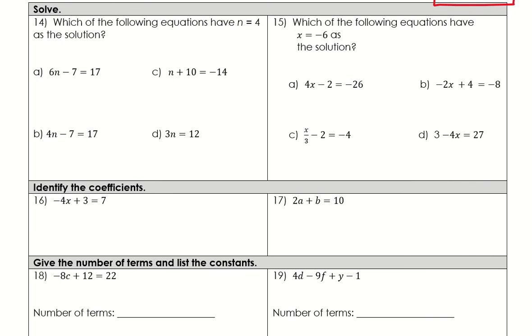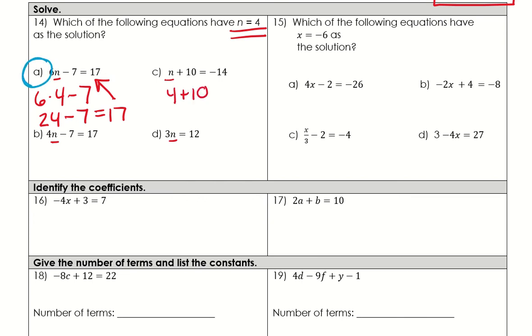Now number 14, it asks which of the following are equations where the answer is n equals 4. There's two ways you could do this. You could solve every single one of these problems for the variable, or you could just plug 4 in for n in each of these and see if you get the answer it says. So I could do 6 times 4 minus 7. 6 times 4 is 24. 24 minus 7 equals 17, which is what I want it to equal. So A is an answer.